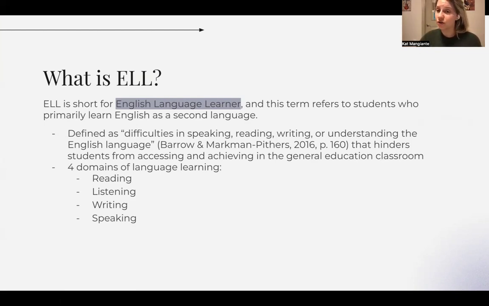Additionally, there are four domains of language learning that teachers need to pay attention to when working with ELLs. That is reading, listening, writing, and speaking. Every language has these domains, and our students are learning all four of these at the same time. In my experience, writing tends to be the last one to click into place because there's so much personal production. Listening tends to be the first one to click into place since it is a little bit more passive and you're not necessarily having to produce the sounds yourself.